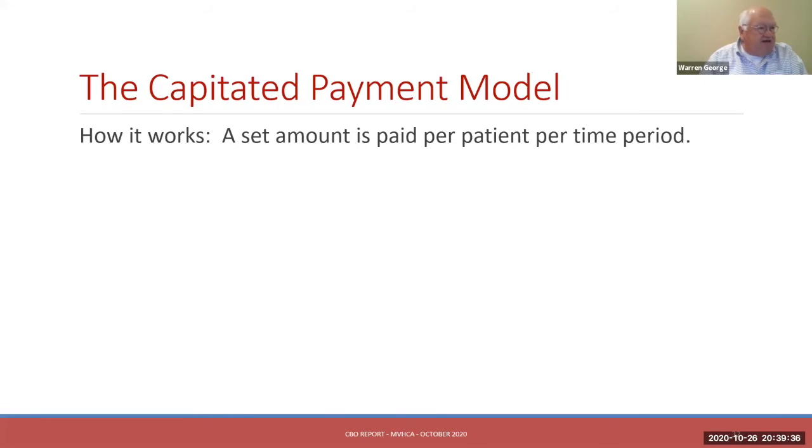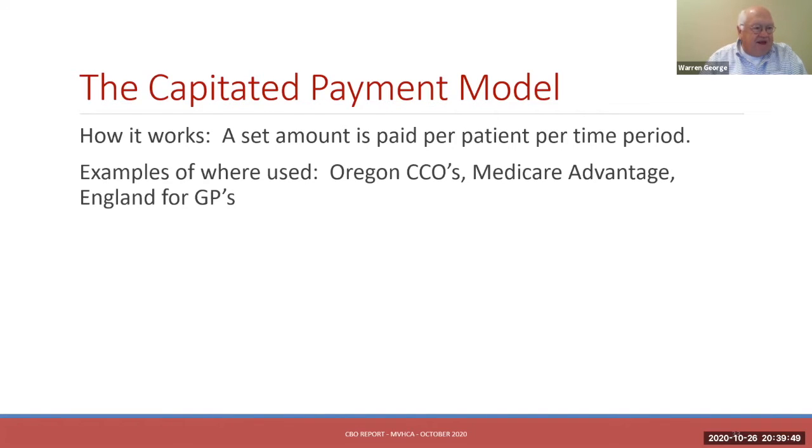Next method is capitation. In the capitation payment model, a set amount per patient per time period is paid to a care management organization. Examples of the capitated payment model are Oregon's CCOs, Medicare Advantage, and in England, some GPs are paid a fixed amount to provide certain essential services.